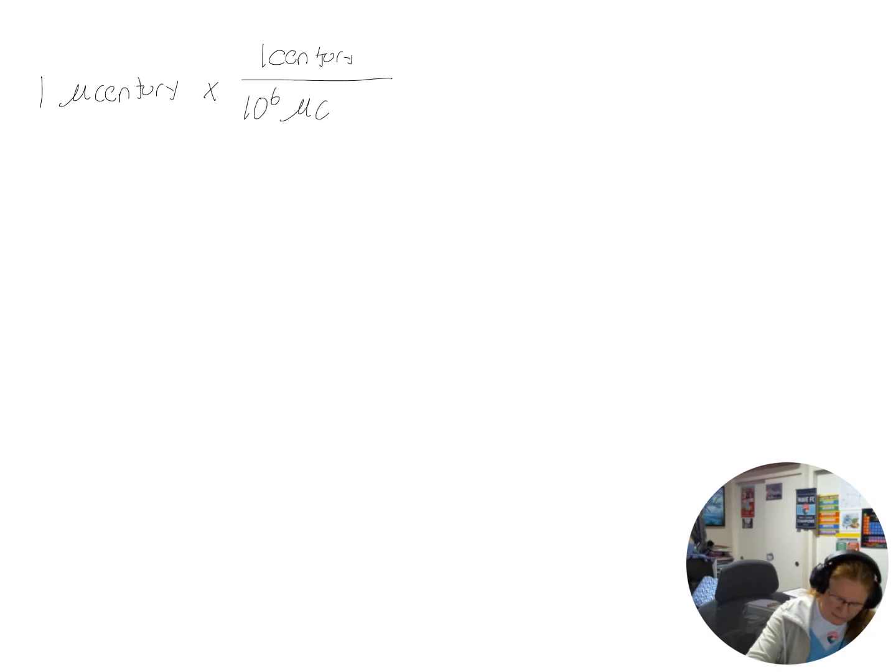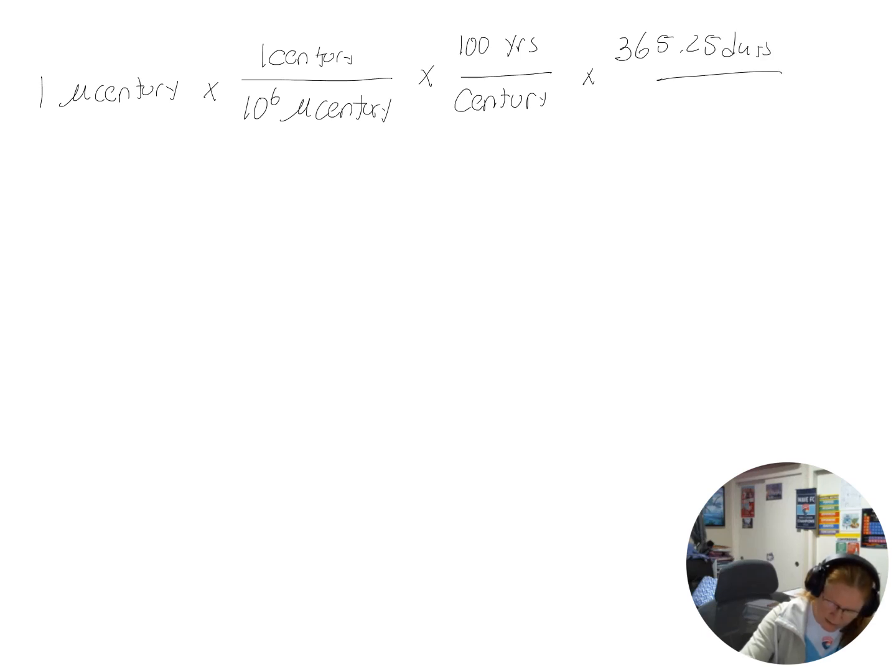All right, so let's see how you did. We're going to do our 1 microcentury times our 1 century for every 10 to the 6th microcenturies. I have 100 years in every century. I have 365.25 days in a year, and I have 24 hours in 1 day.